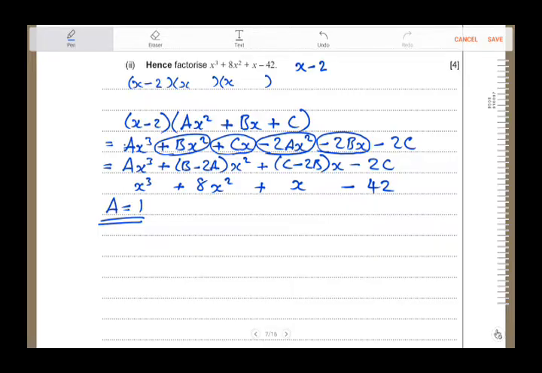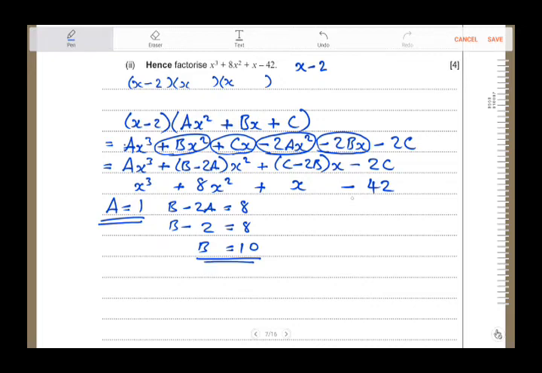So now we compare b minus 2a with 8. Well, b minus 2a must be equal to 8. We know a is 1 from looking at that first coefficient there. So b minus 2 times 1, that's just 2. b minus 2 is 8, so b is obviously 10, because 10 minus 2 is 8.